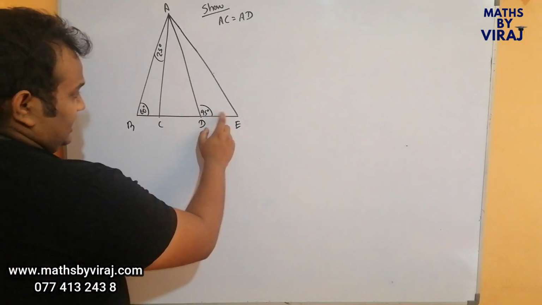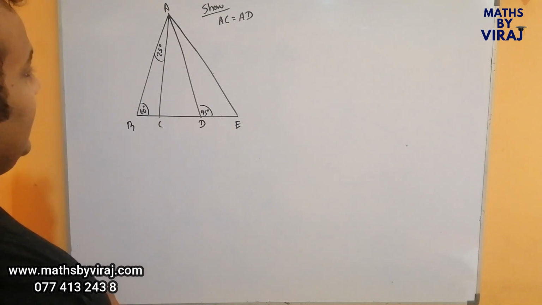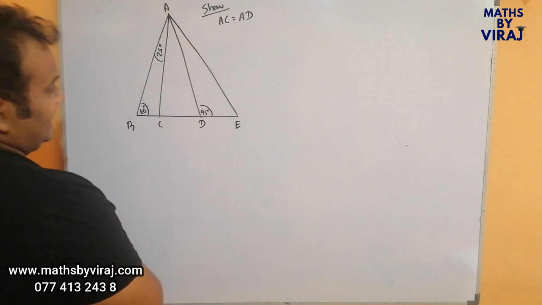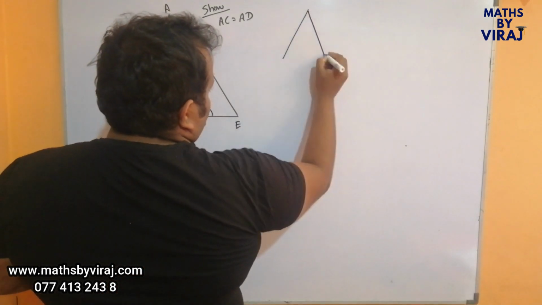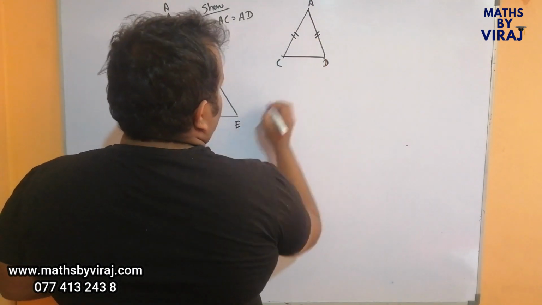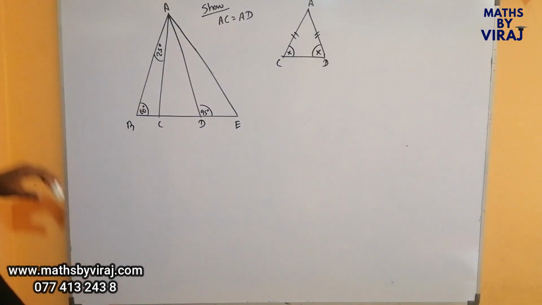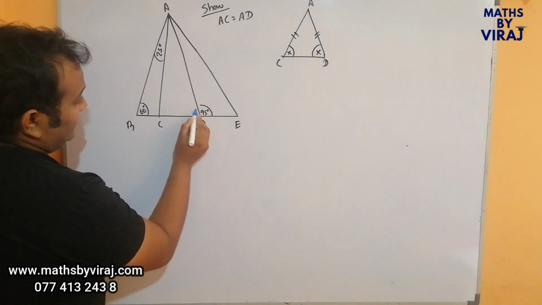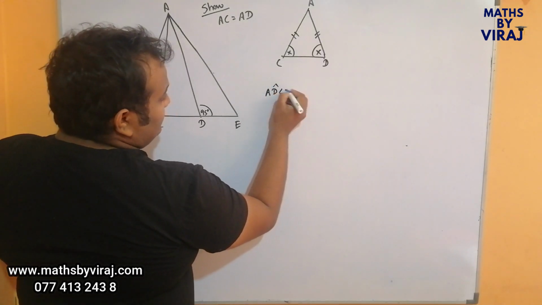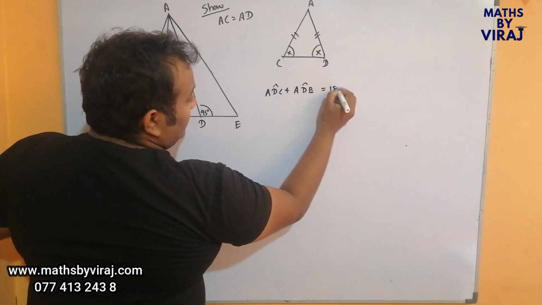of such a sum. Now, we will show that side AC is equal to side AD. If you are to show that AC and AD are equal, then these two particular angles should be equal in value. Right. If I am to find the value of angle ADC, what I can say is angle ADC plus angle ADE should be equal to 180.